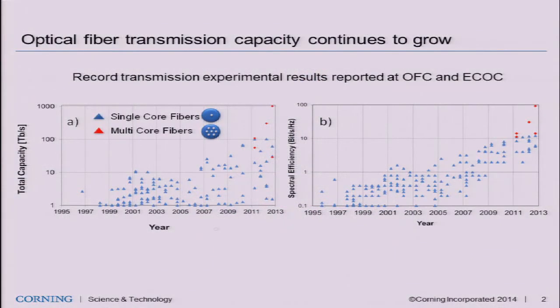I think everyone has the capacity slides in different form. This is just a collection of the hero experiments at OFC and ECOC. What we can see here is that in the last few years, for single mode, single core fiber transmission, the growth kind of slowed down.